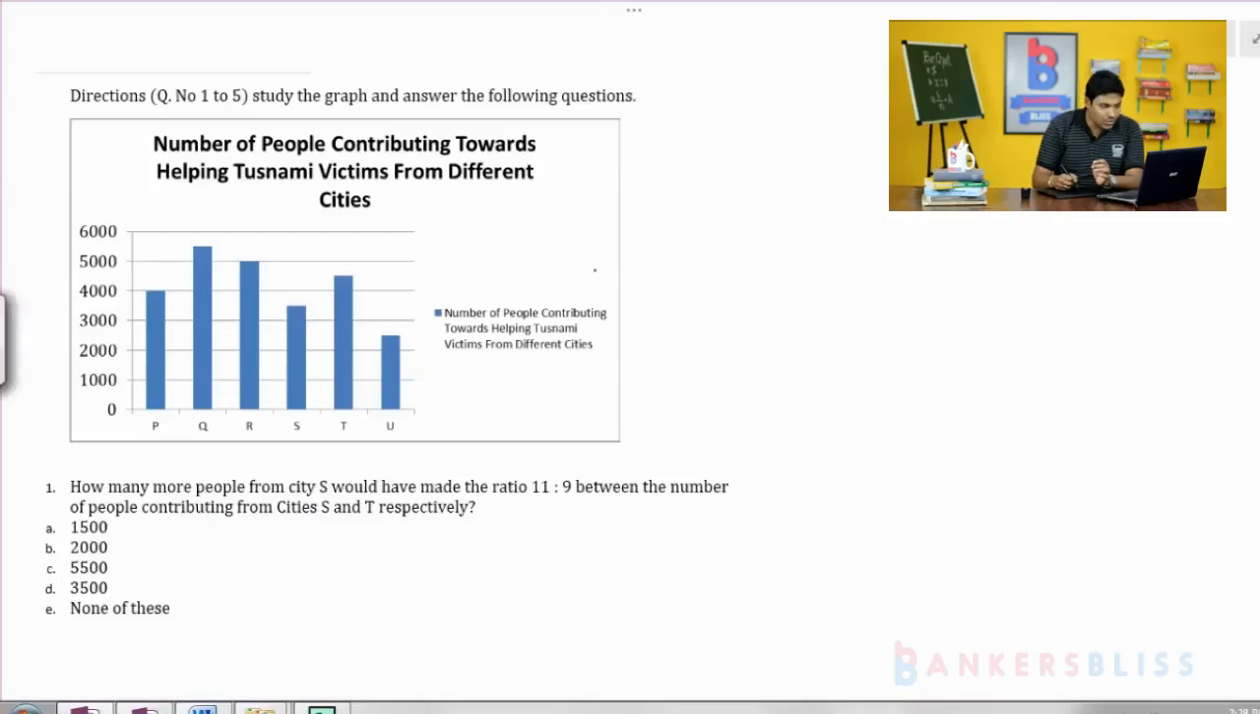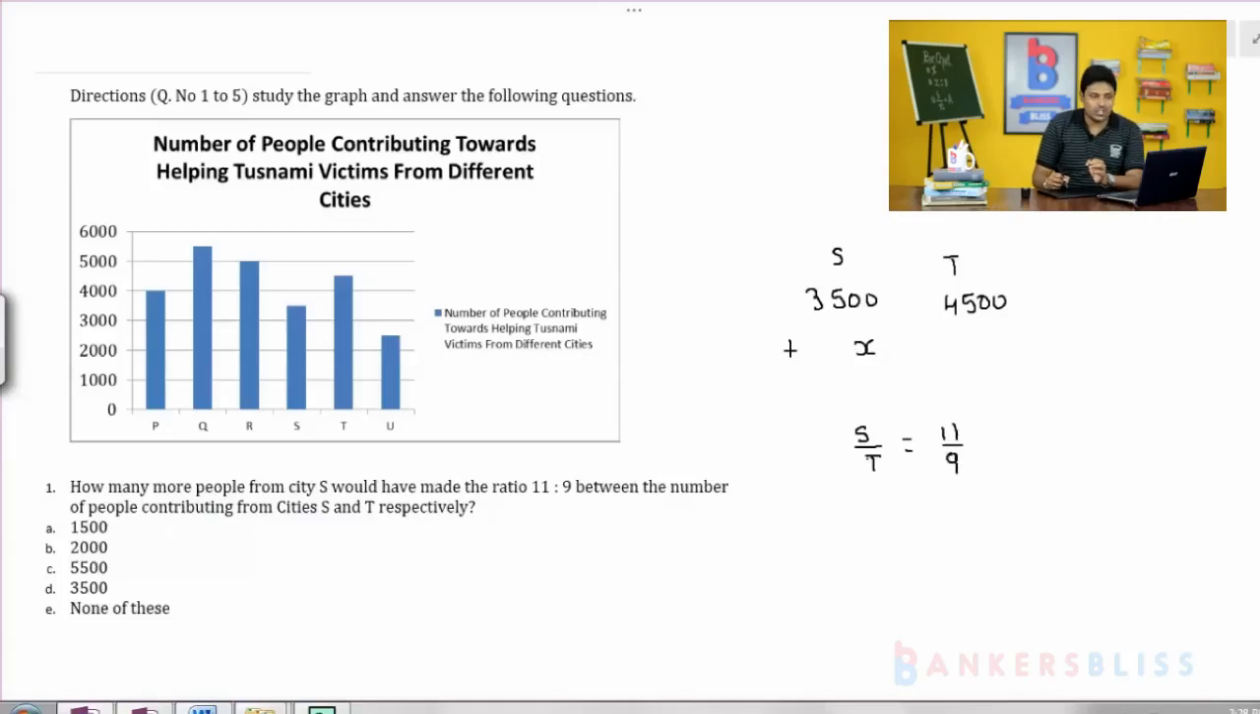Okay. Now, what is the total number of people in S? That is 3500, and T is 4500. See here, after adding some people to S, you have to get a ratio of S and T that is 11:9. So, S by T is 11:9.